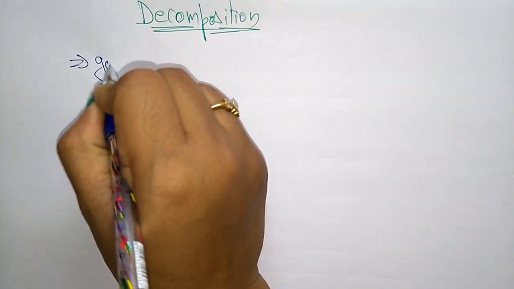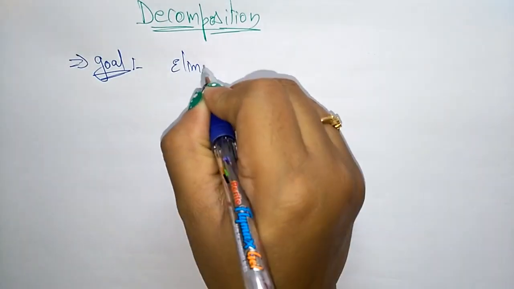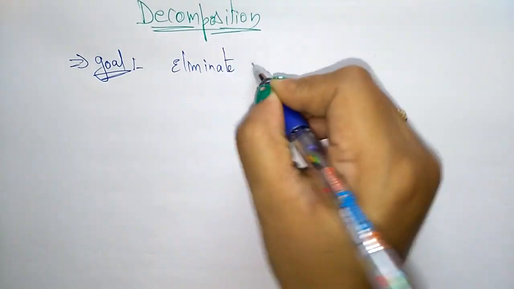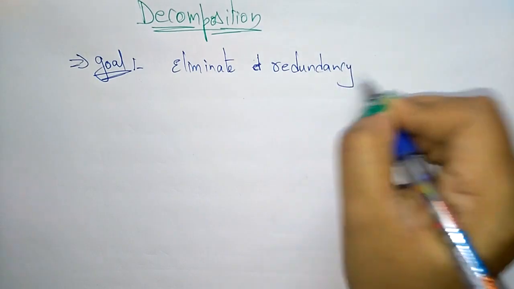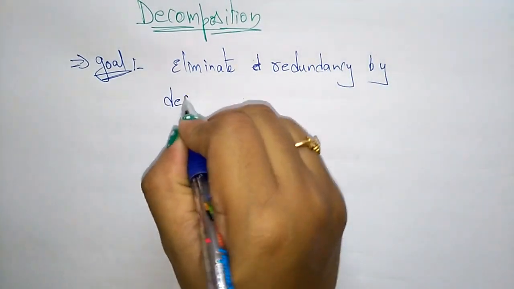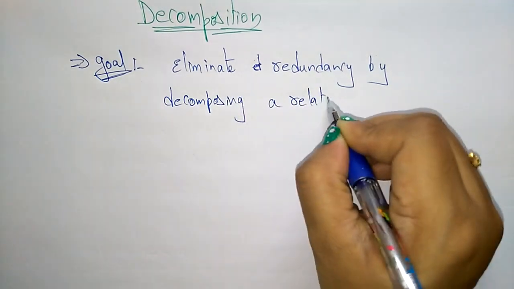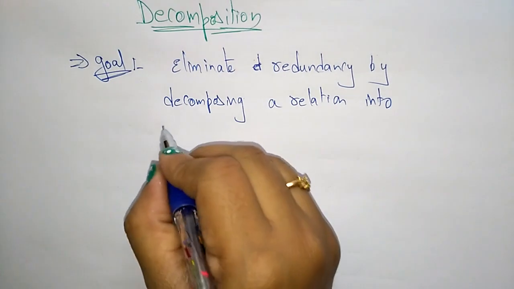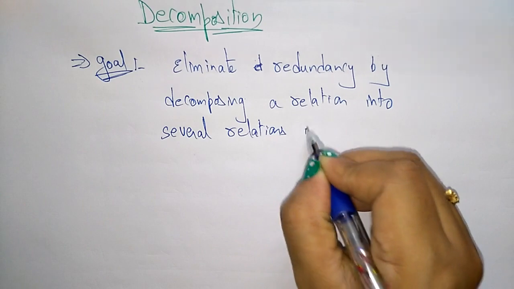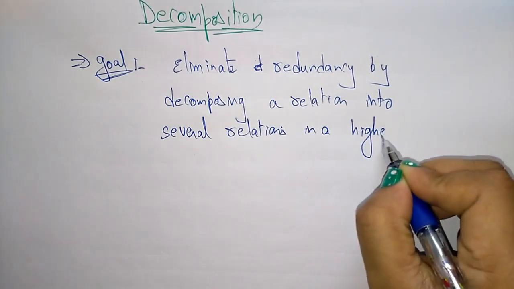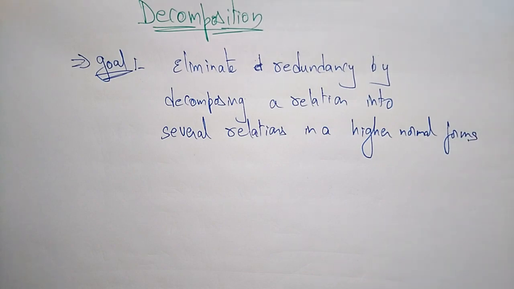So the main goal of decomposition. What is the goal of decomposition? It eliminates redundancy by decomposing a relation into several relations in higher normal forms. So that is the definition of the main goal of decomposition.